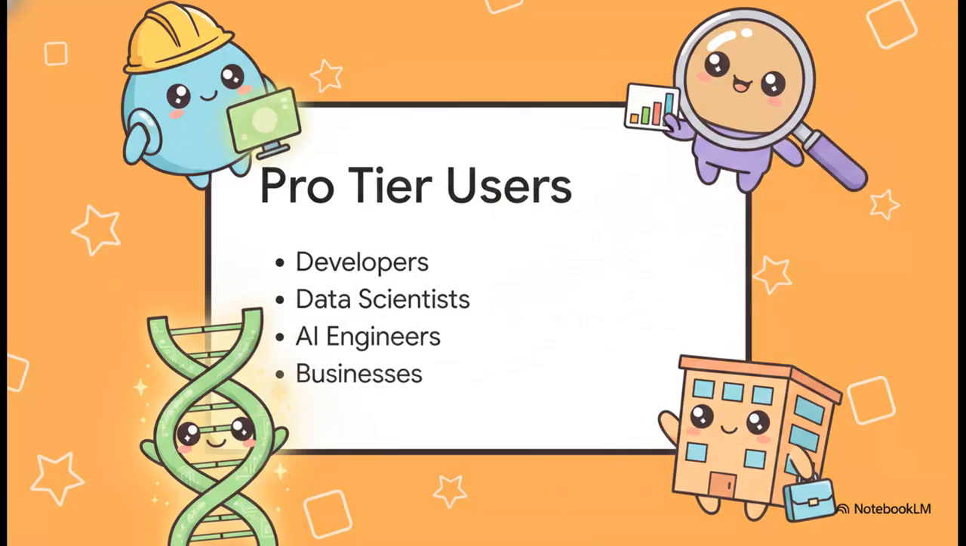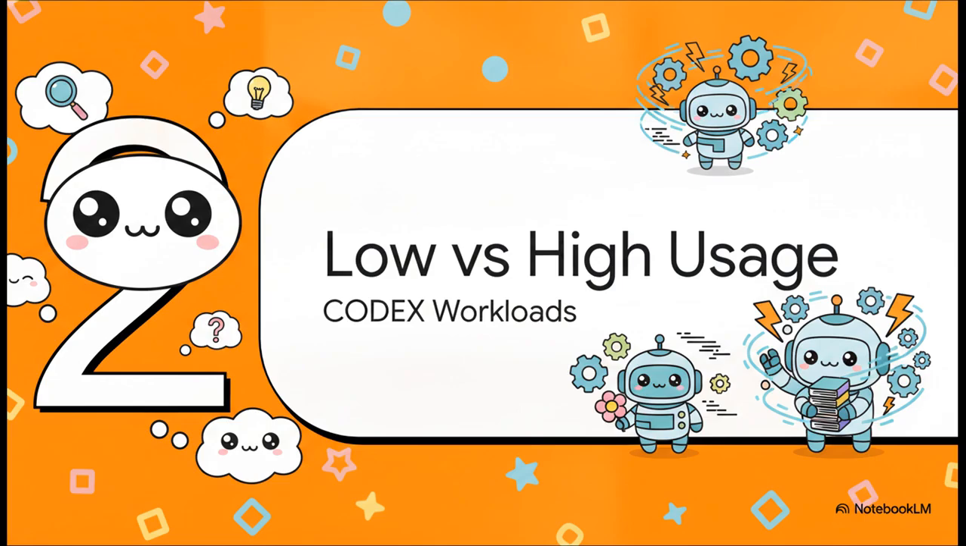But what if you need more? Let's talk about the absolute highest tier, the Pro plan. I want to highlight this one separately because Pro is exclusively built for heavy-duty power users. We're talking software developers, data scientists, bioinformaticians, AI engineers, and entire businesses running incredibly complex workflows day in and day out. If your day involves asking Codex to analyze massive GitHub repositories, debug thousands of lines of code, or run heavy, multi-step bioinformatics pipelines, Pro is absolutely the tier for you. No question. Moving on to Section 2, low versus high Codex usage.